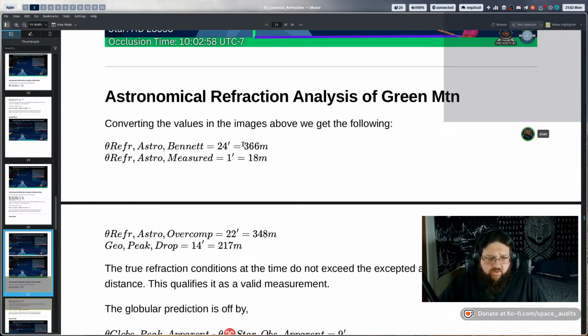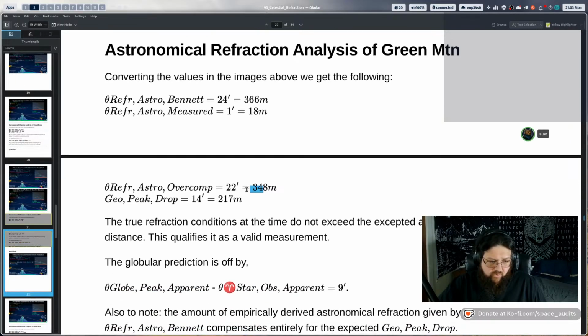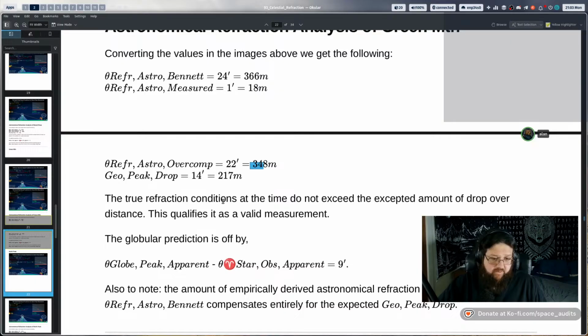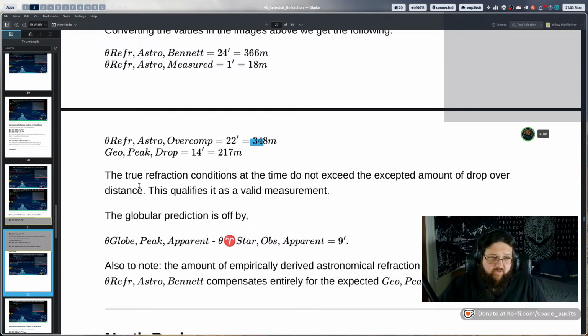So what we get when we convert this into meters relative to the peak, we get a refraction lift of 366 meters with respect to a drop over distance of 217, completely overshadowed again. The actual amount of refraction at the time of measurement was 1 arc minute of astronomical refraction, giving a difference of 18 meters. And the overcompensation of 22 arc minutes gives a 348 meter lift to what would be 217 meters of drop. So it overshadows it, but it does not exceed the amount of drop over distance there. So, okay.